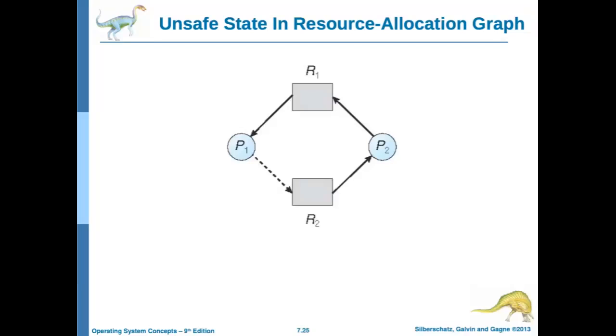Okay, so that is before entering into the unsafe state, we need to check that whenever we convert the claim edge into request edge, we need to check whether that edge results into loop in graph. Okay.